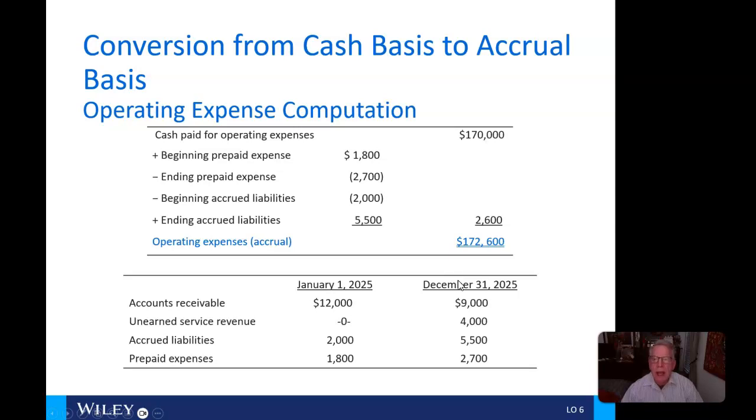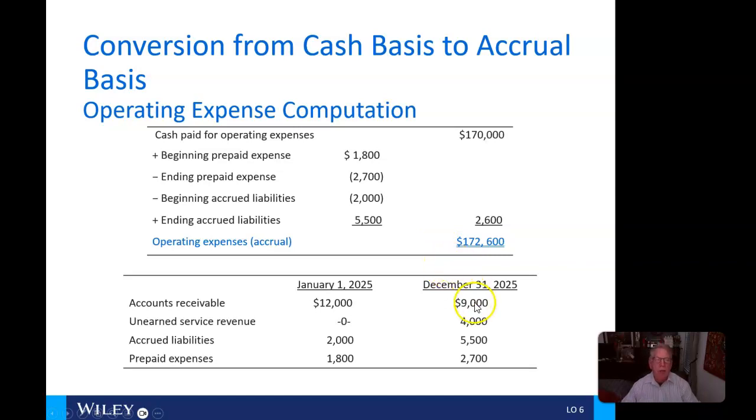Now, the cash paid for operating expenses, we started with 170,000, but we had a beginning prepaid expense of $1,800, but we added an ending prepaid expense of $2,700. So we're going to subtract that. We're going to subtract beginning accrued liabilities, but add ending accrued liabilities to get our operating expense accrual of $172,000. This $2,600 is going to add to the expenses here of $170,000.